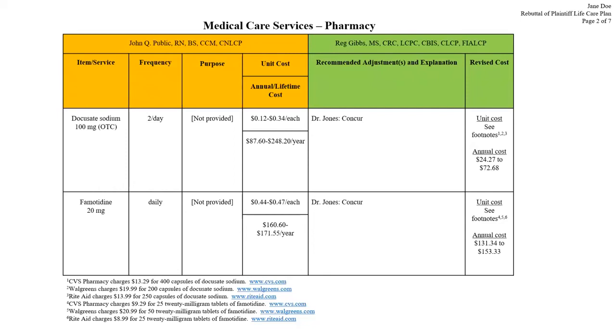So one thing you can see here, looking at that bottom one, the plaintiff life care planner had $160 to $171 per year. Well, we came up with $131 to $153. So it's actually quite close in terms of cost. But if you look at the docusate sodium, there's a wide range there. So when you're testifying, you're going to have to know why there's such a wide range. And again, why it's a very good idea to have everything documented on that page so you know what the cost would be. So we'll go on to the next slide.